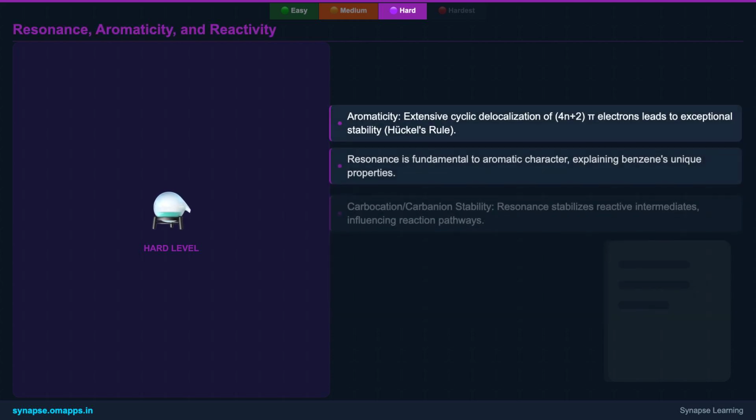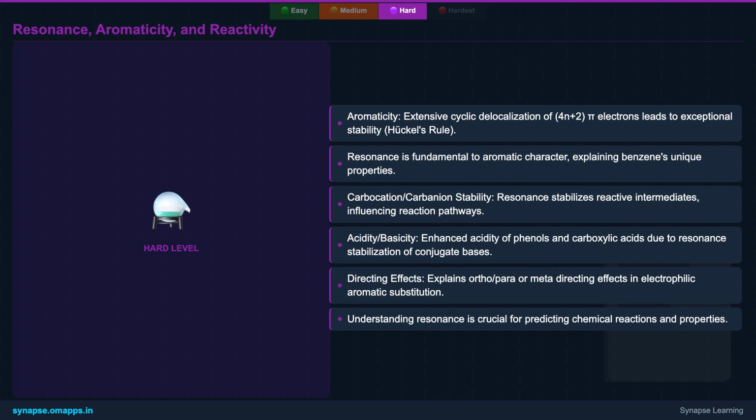Resonance is deeply intertwined with several other fundamental chemical theories and phenomena. A prime example is aromaticity. Aromatic compounds, like benzene, exhibit extraordinary stability due to extensive cyclic delocalization of a specific number of pi electrons, governed by Huckel's rule. Resonance is the very essence of this aromatic character.